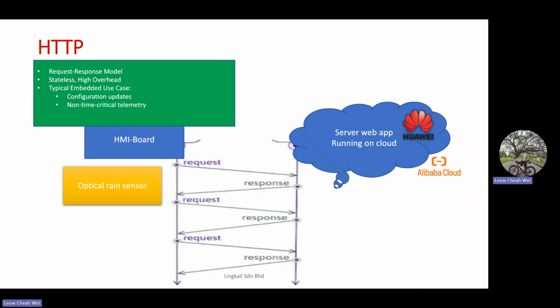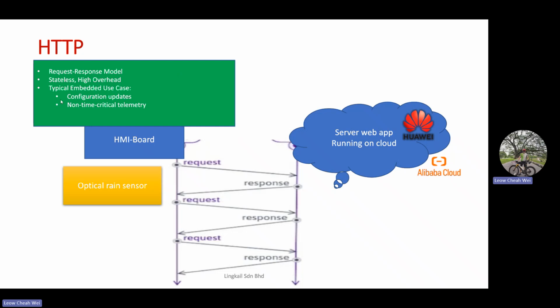First, let's look at HTTP. This is one of the simplest and oldest communication protocols. It uses a request-response model where it is stateless but has a little bit high overhead, because each message that we send contains the header and the payload.